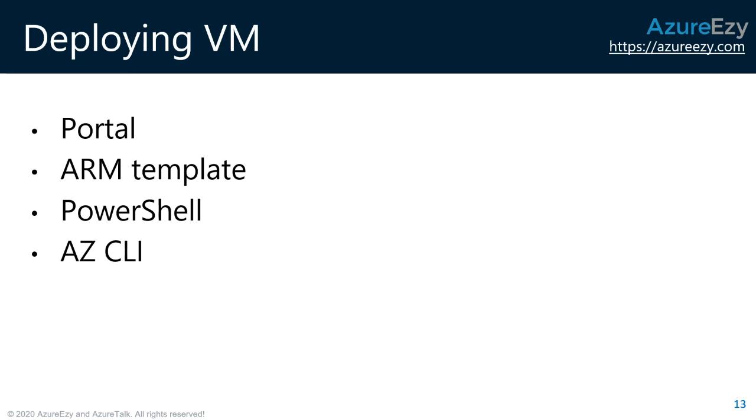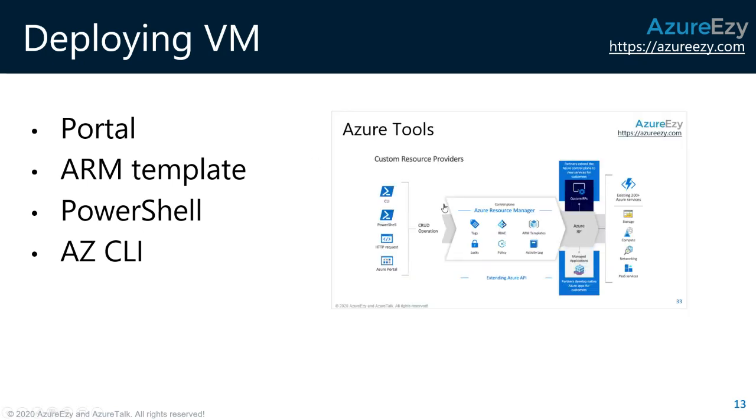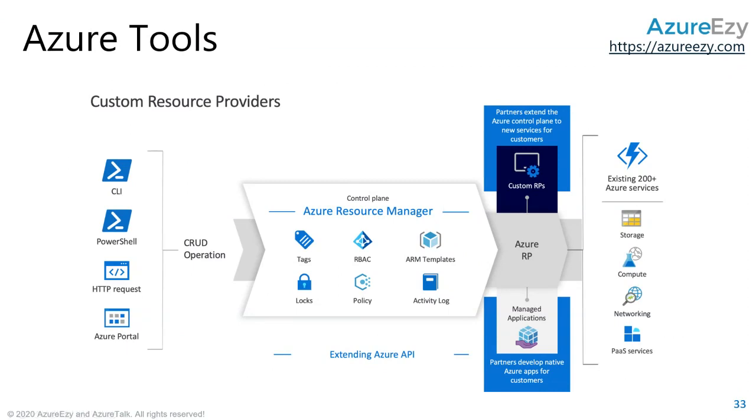Azure CLI is another command line tool from Microsoft which can be used to deploy resources in Azure. When you talk about deployment, this is what happens. You can use any one of these services or tools to communicate with Azure Resource Manager. Azure Resource Manager is nothing but an API. So you can use either of these tools, CLI or PowerShell, you can make a REST API call, or you can use the Azure portal, and then you put your request here in the respective format.